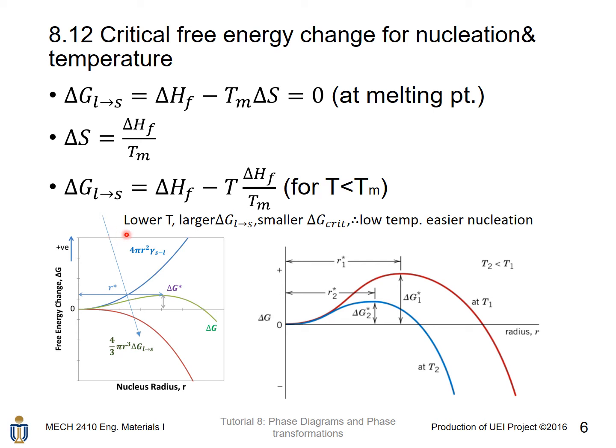That means at a lower temperature, there will be a larger free energy change and a smaller critical energy change. That means a smaller energy is required for the nucleation to happen. And that means at a lower temperature, the nucleation will be easier, as shown in the picture here.